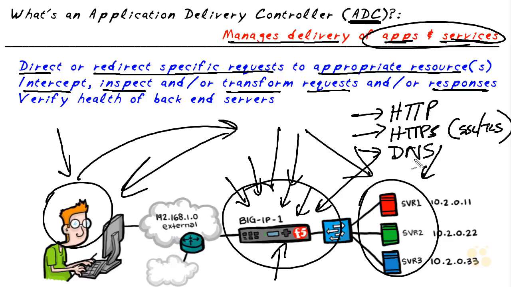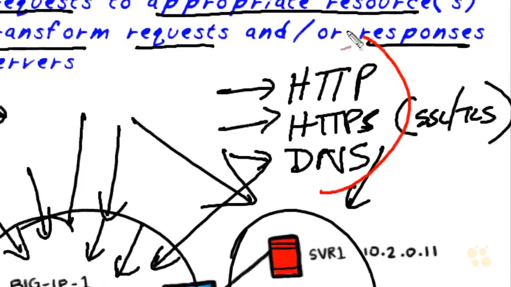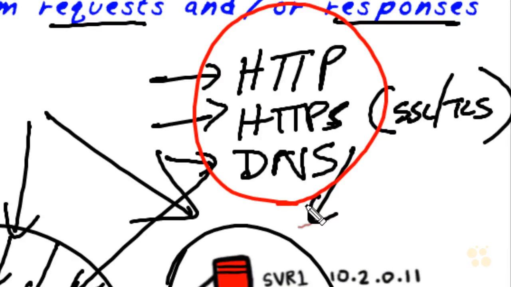Another huge application that's used all the time on the internet is DNS, Domain Name System. And it's DNS that allows us to go out to www.cbtnuggets.com, and it's DNS that resolves that name into one or more IP addresses that our computers then go ahead and use to connect to those resources. So these are 3 examples of applications that can be delivered over a network.